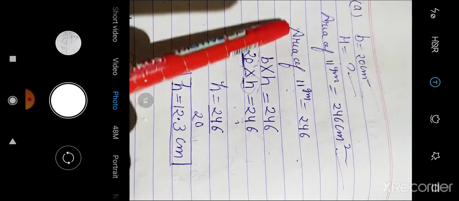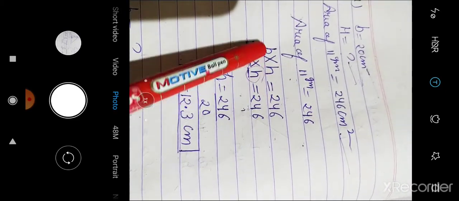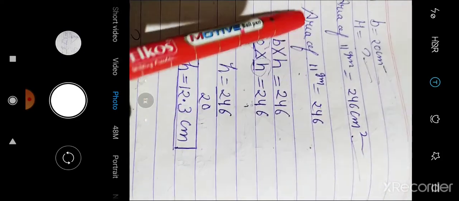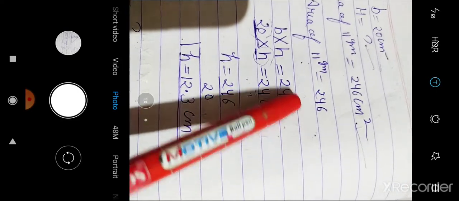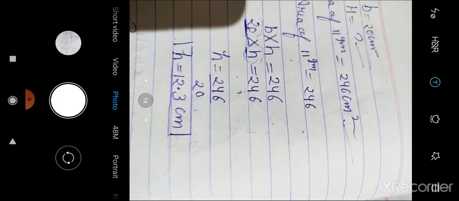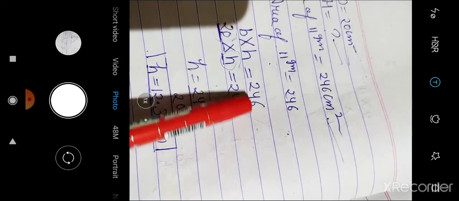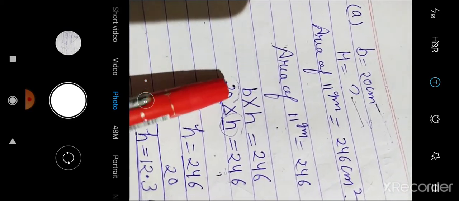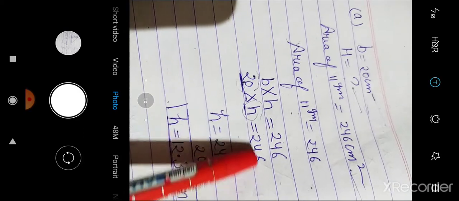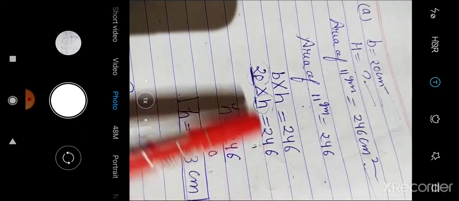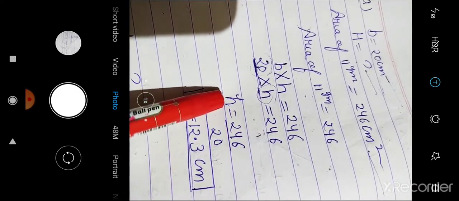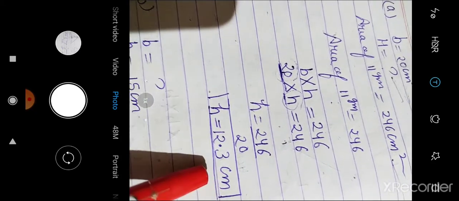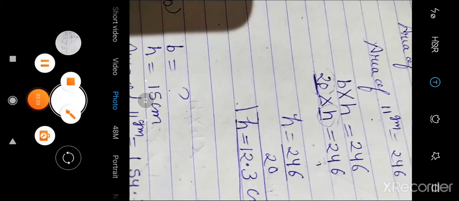As we all know, the area of a parallelogram is equal to base multiplied by height. So we can write base multiplied by height in place of area, and on the right side we can write 246. After substituting values from the question, we have 20 multiplied by height is equal to 246. And from here we can easily calculate the value of height, and it is 12.3 centimeter.